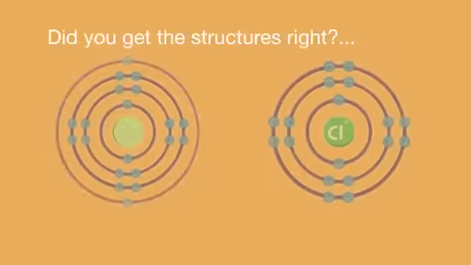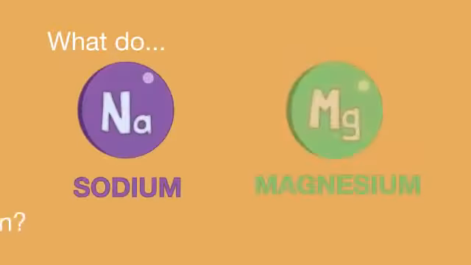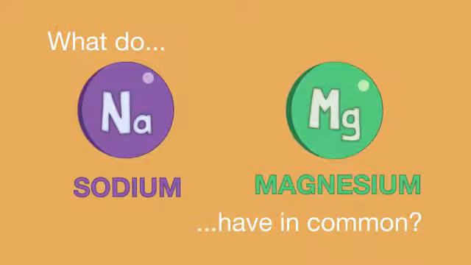Did you get the structures right? And did you remember to specify the charges? What do sodium and magnesium have in common? They are both metals, and metals lose their valence electrons to form cations.